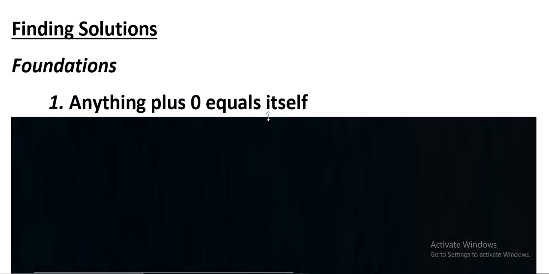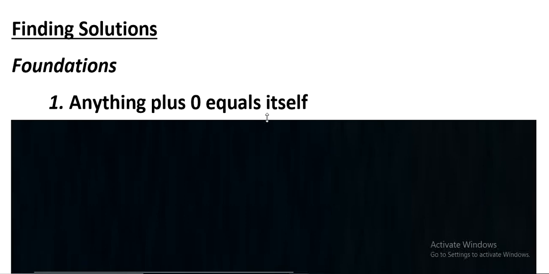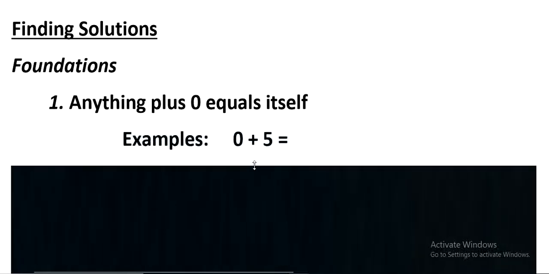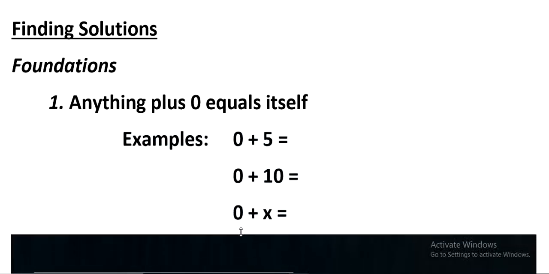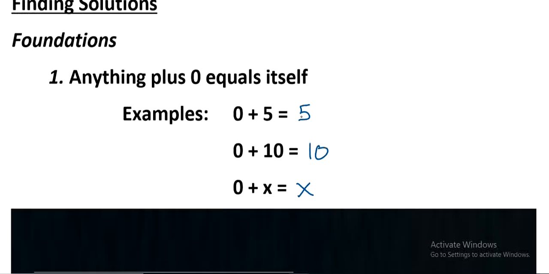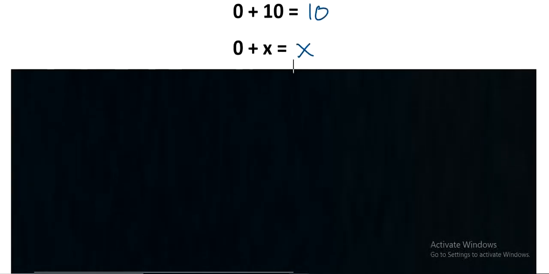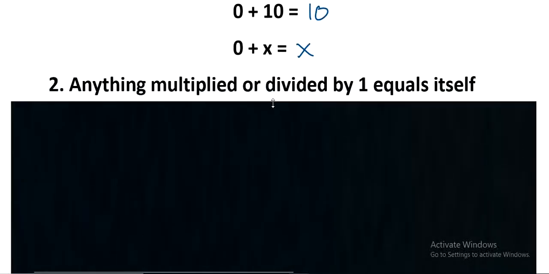The first foundation we have to go over is anything plus 0 equals itself. A couple examples of that: 0 plus 5, 0 plus 10, and 0 plus x. Well, 0 plus 5 is 5. 0 plus 10 is 10. 0 plus x is x. So you'll notice 0 plus anything is itself. Important to remember that going forward today.